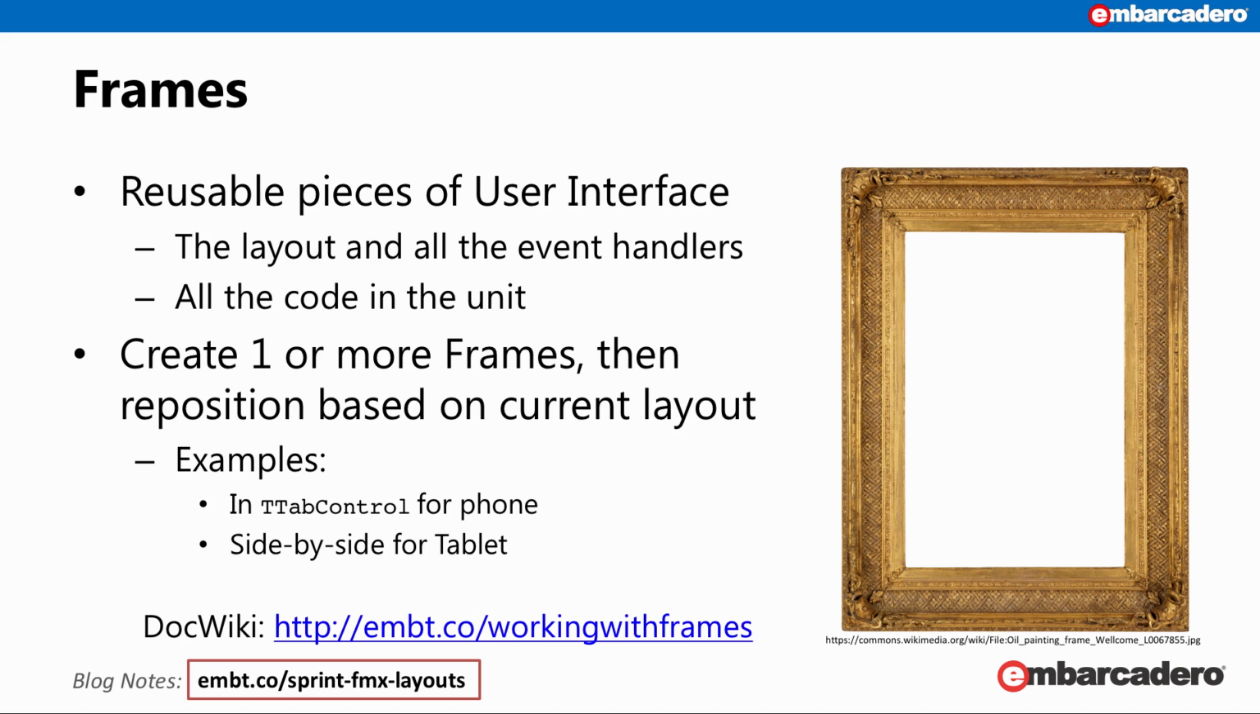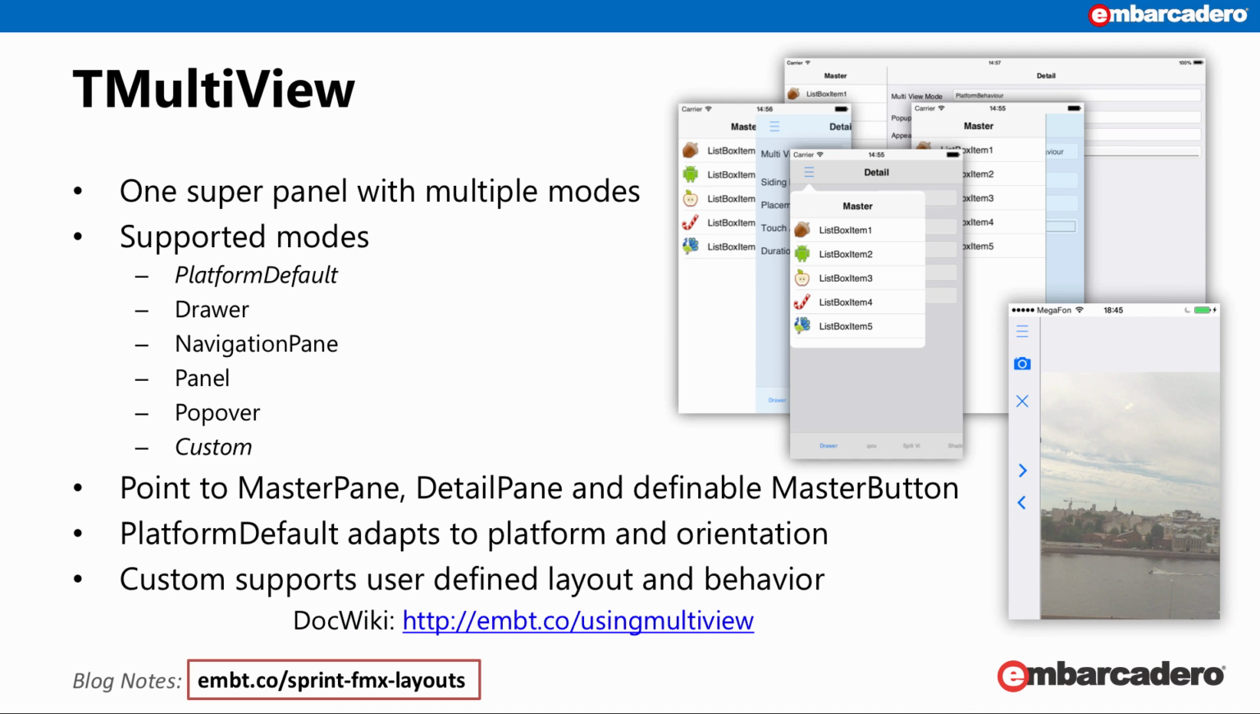But the other place it shows up useful is that you can have the frames put together in different ways for different layouts. So for example, you can use a tab control for a phone form or side by side for a tablet. But an even more flexible option is the MultiView. MultiView is fairly recent. MultiView is one super panel, multiple modes. It has different modes you see here, and there are examples over there on the right. With the platform default mode, when you choose that one, it looks at the screen size and orientation and then chooses the mode that fits best for that. You can also use the custom mode to create your own user-defined layout and behavior. So very, very powerful, very flexible.